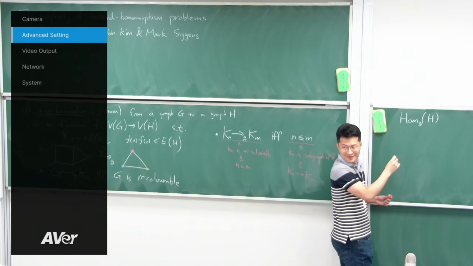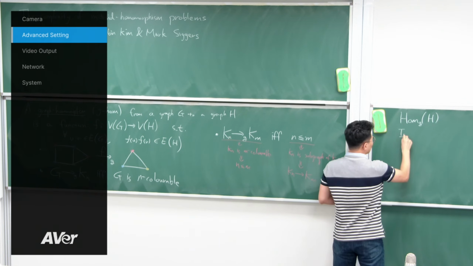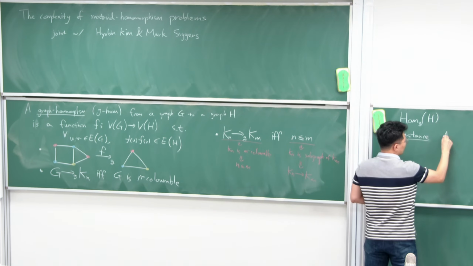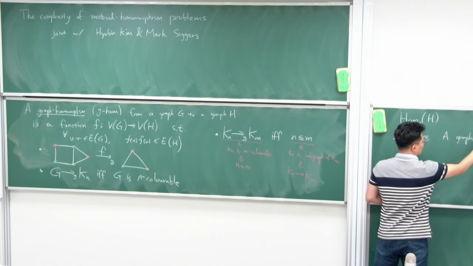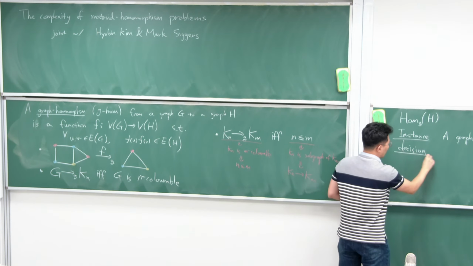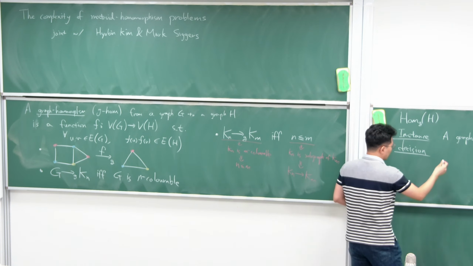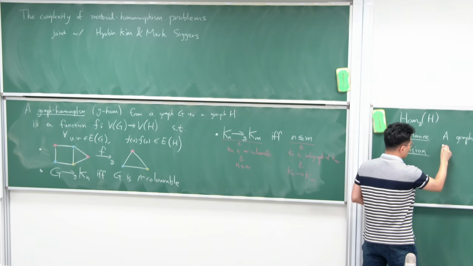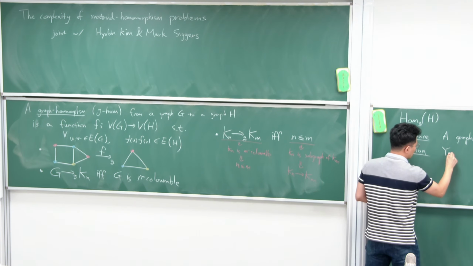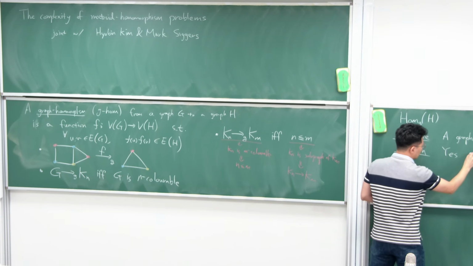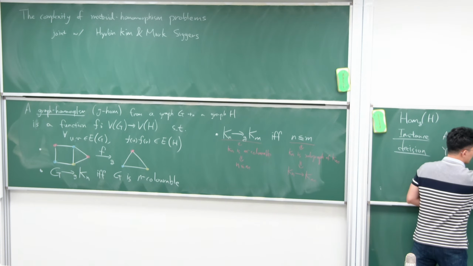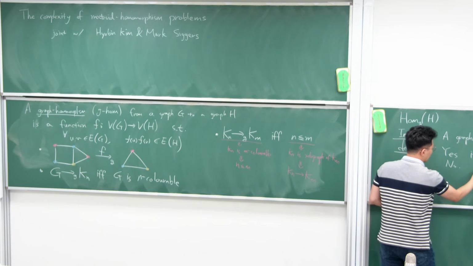So instances are a graph G. And this is a problem, and we want to know if there is a graph homomorphism from G to H. So the answer is yes if there is a graph homomorphism, and no otherwise.